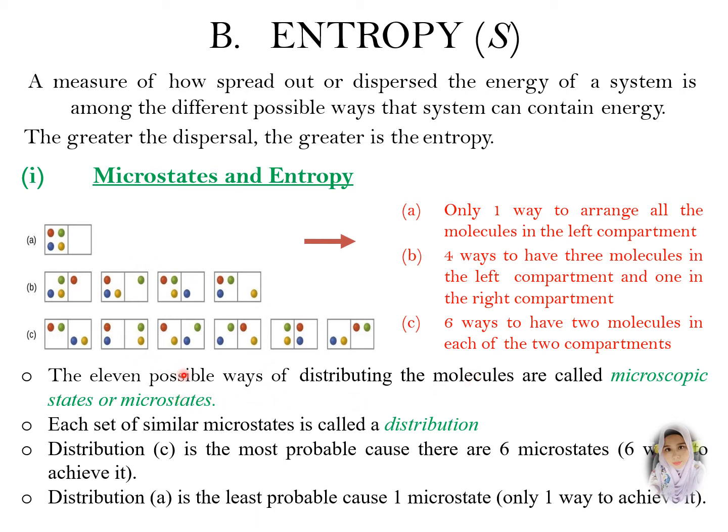So, that means there are 11 possible ways of distributing the molecules, which are called microscopic states or microstates. Each set of similar microstates is called a distribution. Distribution C is the most probable because there are 6 microstates, meaning 6 ways to distribute the molecules, while distribution A is the least possible because it has one microstate, which is only one way to achieve.